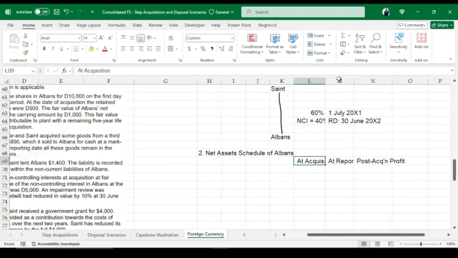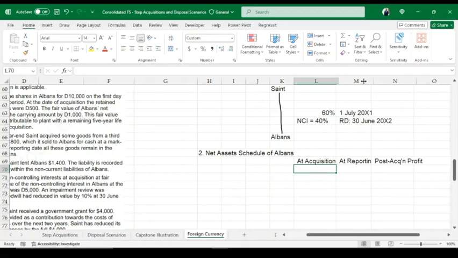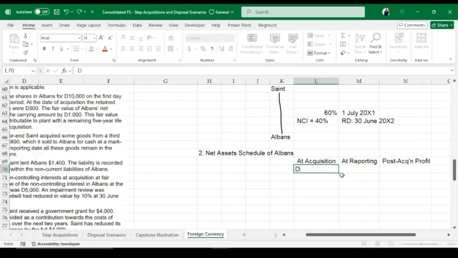So I can expand this a bit. Can also expand this a bit, and also expand this a bit. Now this is going to be prepared in dollars because at the end of the day we are going to retranslate it into the parent's presentation currency. All right, so that is what we are coming to do. So when it comes to the net asset schedule, we present it in the functional currency of the subsidiary. So we are going to have dollars here.